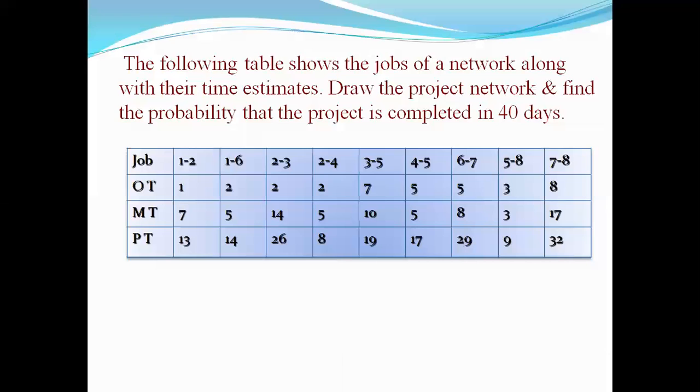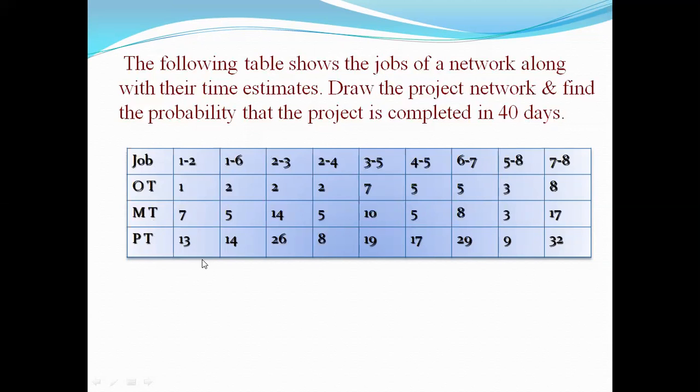Now the second problem comes here. The following table shows the jobs of a network along with their time estimates. Draw the project network and find the probability that the project is completed in 14 days. Here the project completion time will be provided to you, along with the jobs and their activities. On the activities, certain durations are given, meaning certain times are given. OT is the optimistic time, MT is the mean time, and P is the pessimistic time.